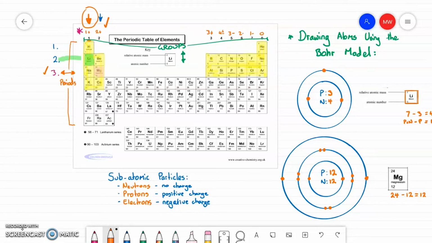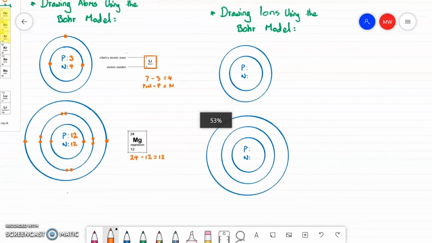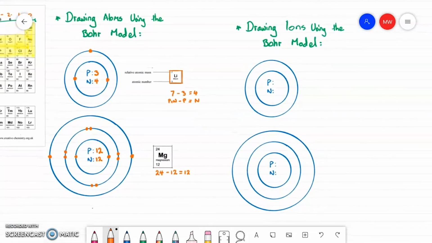Let's move on and have a look at ions. Drawing ions is really similar to drawing atoms, except the major difference is that they won't have the same number of protons and electrons.